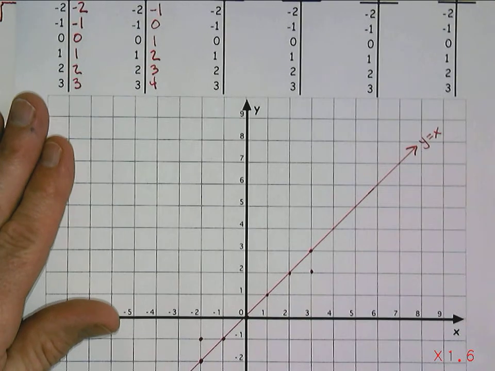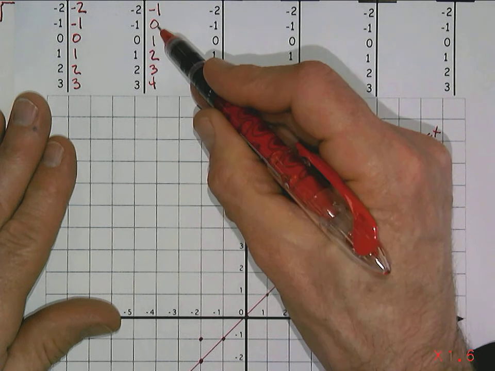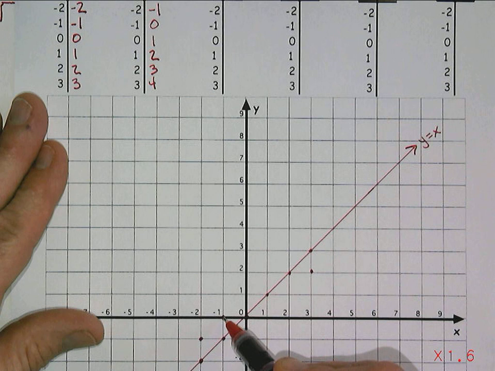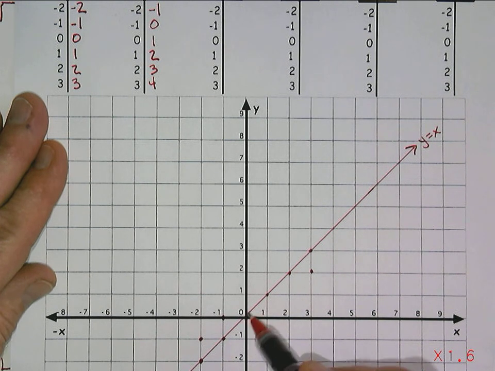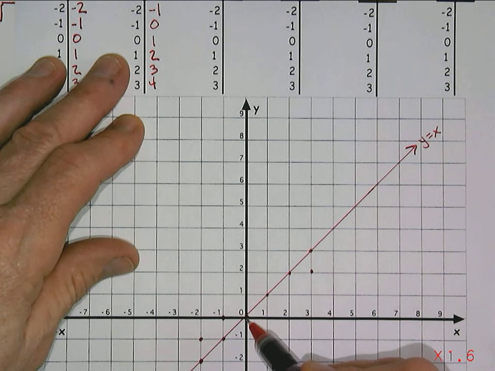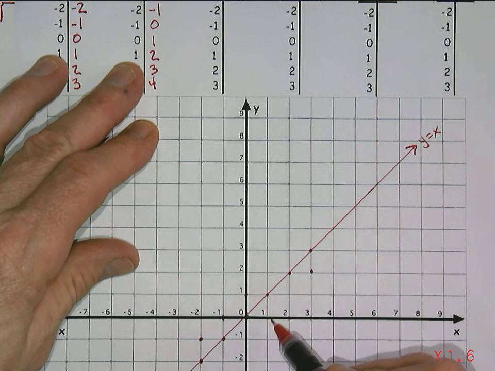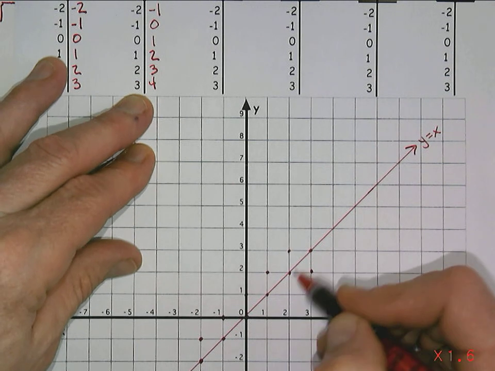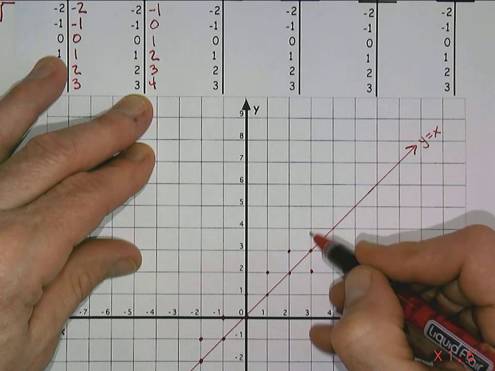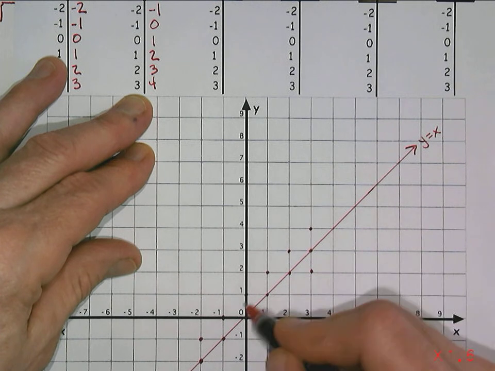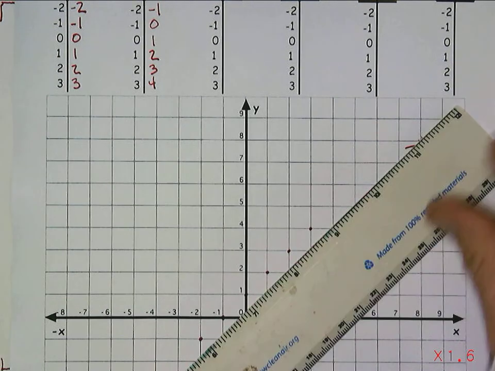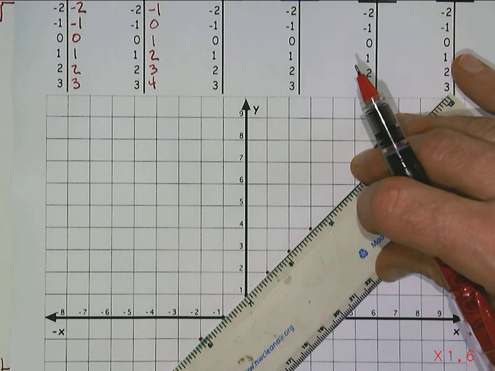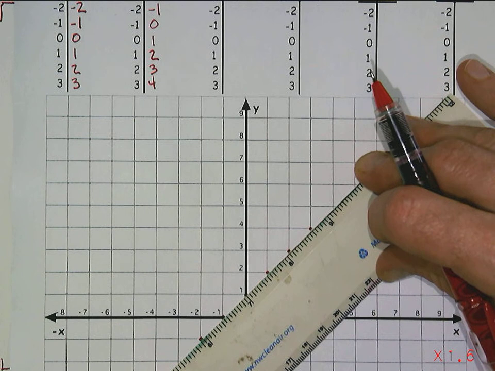And then negative 1, 0. Negative 1, 0 stays right on the line because we don't go down or up, it's 0. And then 0, 1, 1, 2, 2, 3, and 3, x is 3, y is 4. So there's the next set of points. And you see now we have a bunch of points that if we connect them together will make a straight line. So that's what I'm going to do.